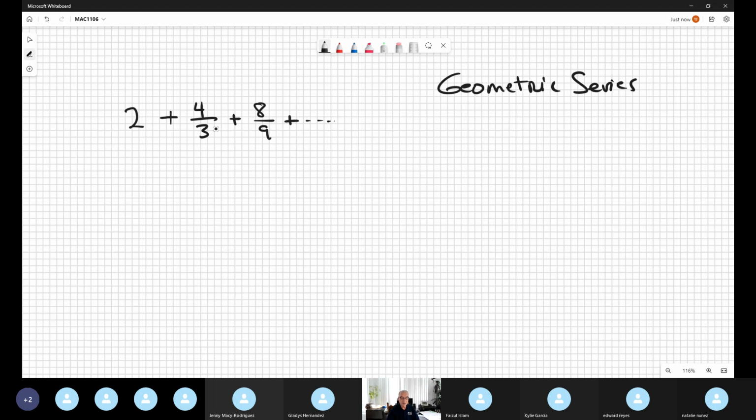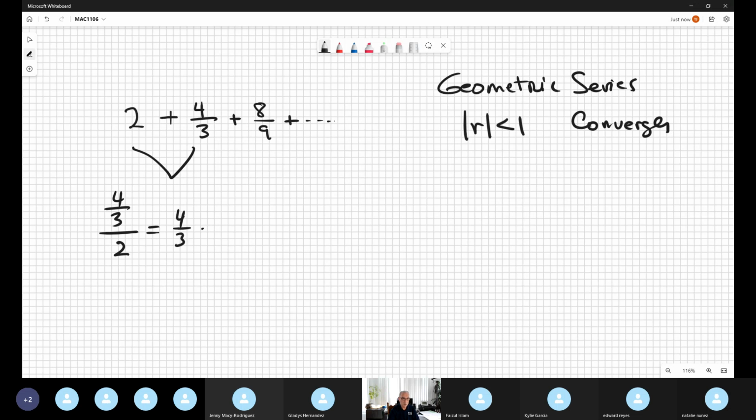And the challenge is, when you find the common ratio, if the common ratio is less than 1, then the conclusion is convergent. Otherwise, it diverges. When you find the common ratio, you divide this by this. 4/3 divided by 2 is 4/3 times 1/2, which is 2/3. Okay, the common ratio. You are doing this division, and I guarantee you get the same, guys.